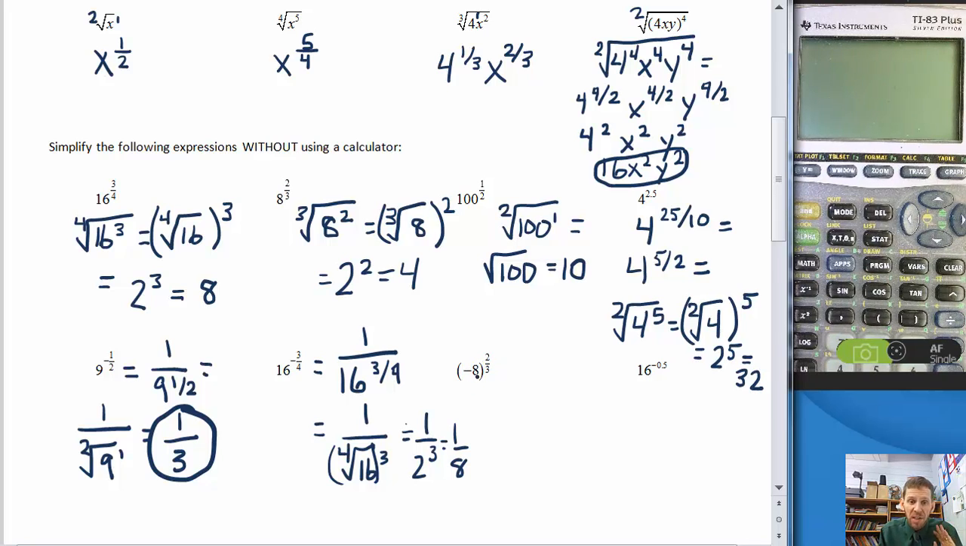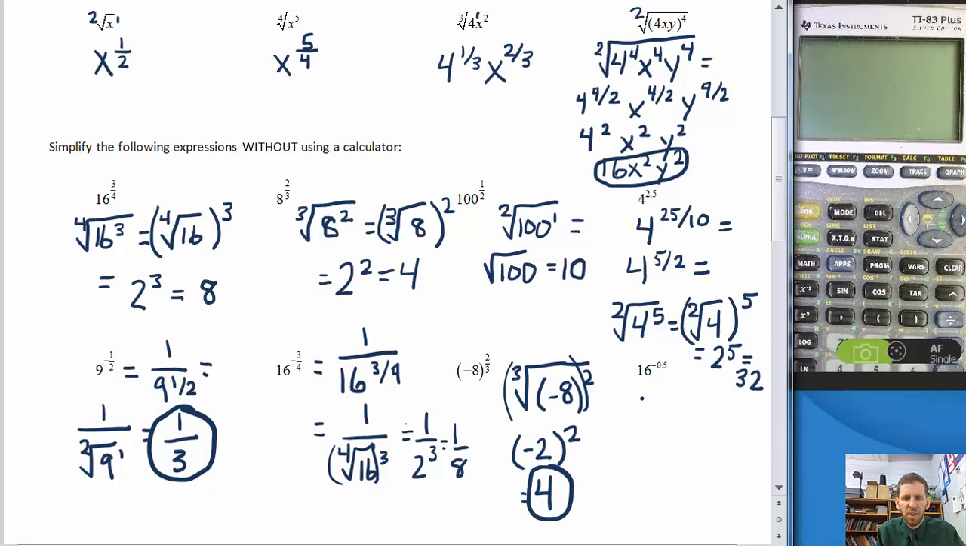Negative 8 to the 2/3 power. In this problem, the exponent is not negative, so don't do the reciprocals. We're going to be doing the third root of negative 8 squared. Similar to what we did in an earlier problem, if you want to do negative 8 and square it, you can do that. I kind of like doing the cube root part first. The cube root of negative 8, what times what times what gives you negative 8? Negative 2 times negative 2 is 4, times negative 2 is negative 8. So this is negative 2 squared. And negative 2 times negative 2 is positive 4.